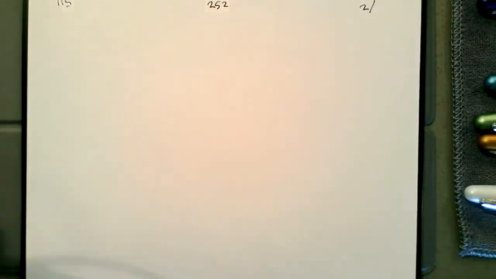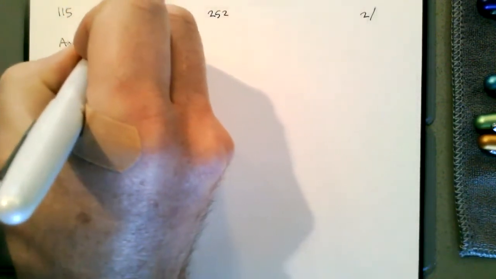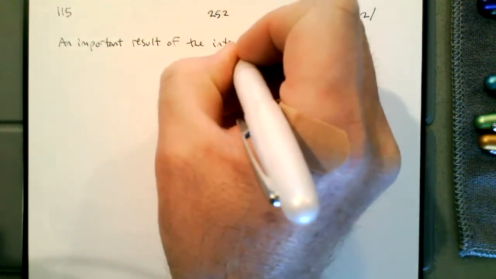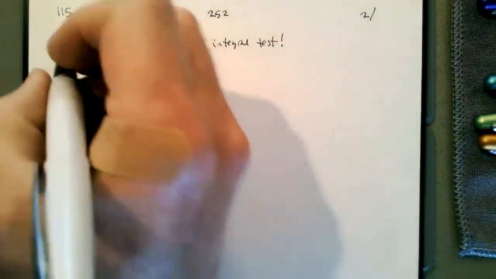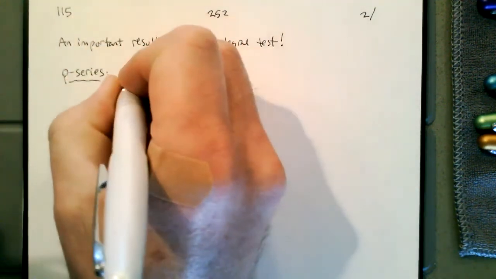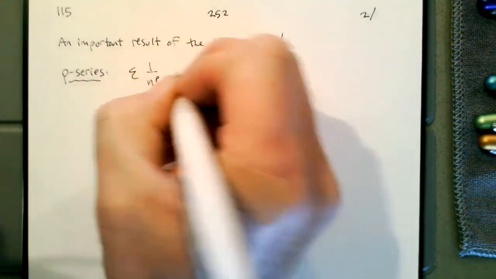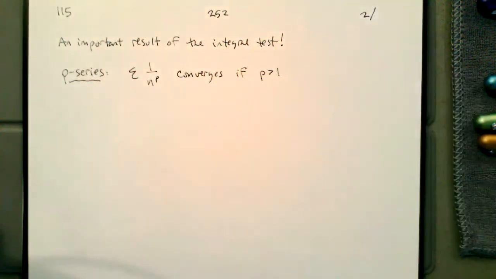So here's the important thing that we get from the integral test. Remember, in the integral test, we're finding an antiderivative. So we are adding 1 to the exponent and then dividing by the new exponent. So an important result of the integral test is what we can call a p-series. And we can say the series 1 over n raised to the p power converges if p is strictly greater than 1.